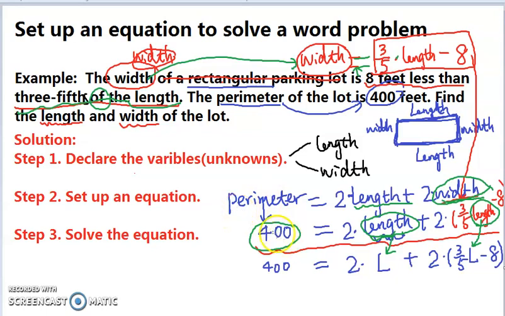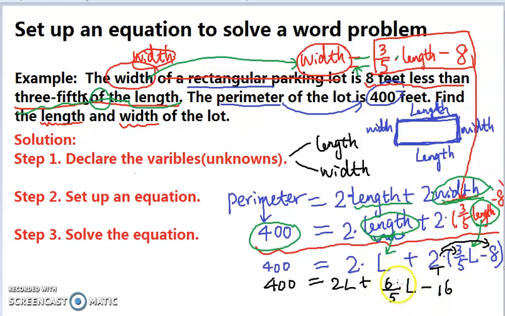The last thing we want to do, step 3, is to solve this equation. First, we see a pair of parentheses here, so let's just distribute the 2 to what's inside the parentheses. So we got 400 equals 2L plus 2 times 3/5. Multiply straight across. So this 2 is like 2 over 1. Multiply straight across, top times top, 2 times 3 is 6. Bottom times bottom, 1 times 5 is 5. And there's L. Now minus 2 over 1 times 8, which is 16. 2 times 8 is 16, and there's a minus sign.